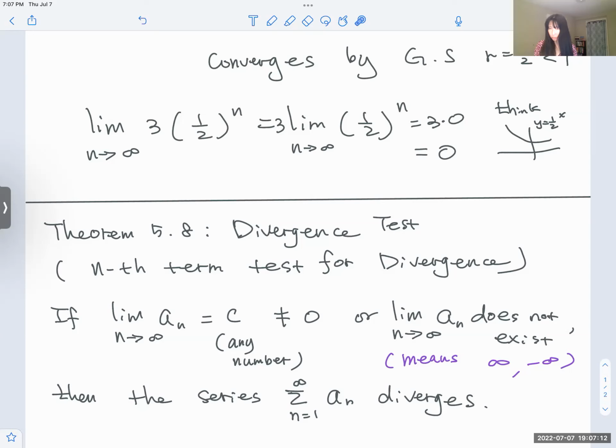So is it left ambiguous as to whether it converges or diverges? Like it could go either way?